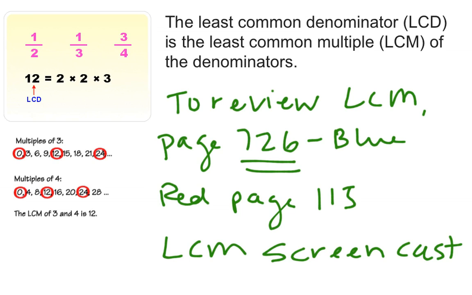All right, so let's look at some examples. Also, over here to the side, I've got a little graphic about how to do least common multiple. Lots of ways to remember. All right, so let's do some examples.